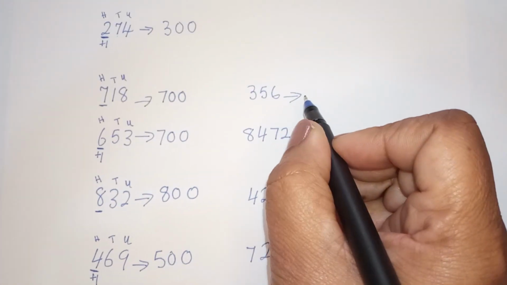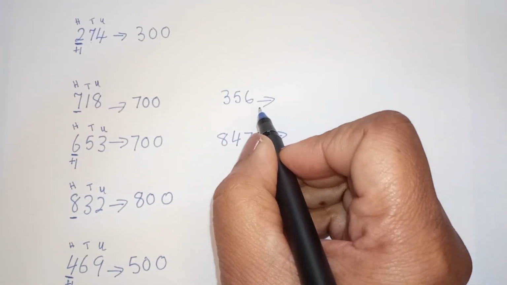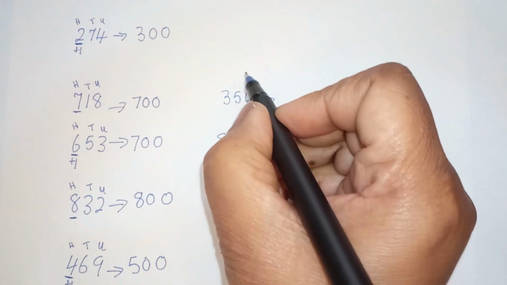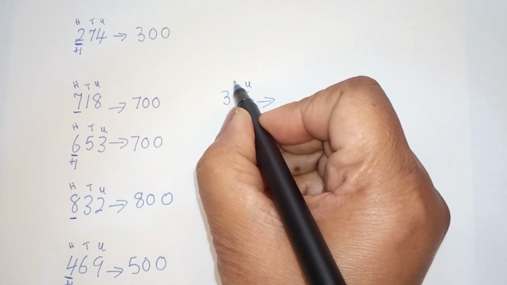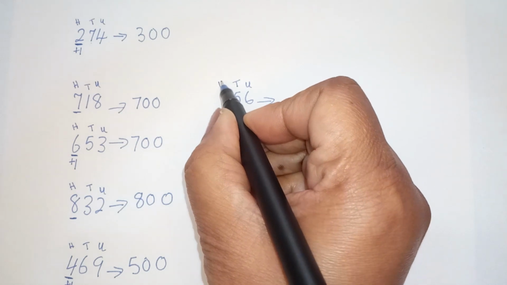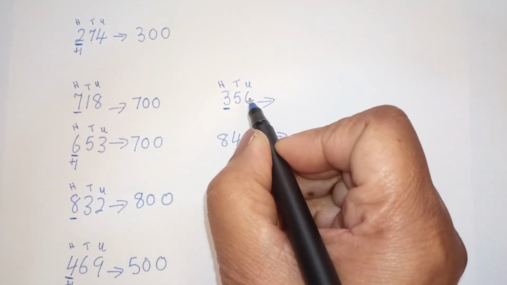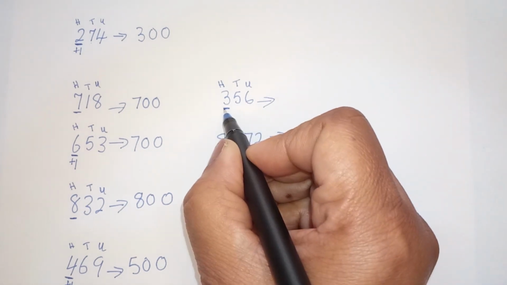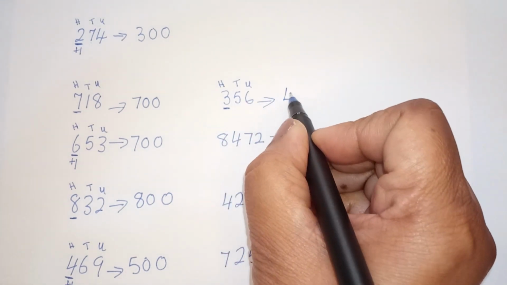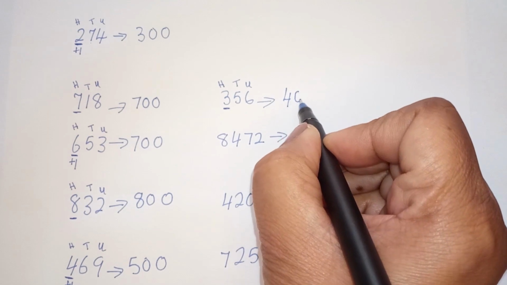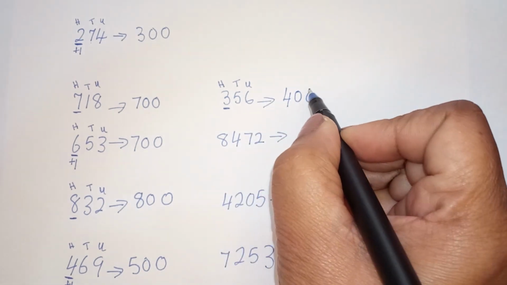Okay, so we have 356. 6 is units, 5 is tens, and 3 is hundreds. Spot out the hundreds. We have 3. So 5 can give 1 to 3. So 3 will become 4. And 5 will become 0. 6 will become 0. Okay.